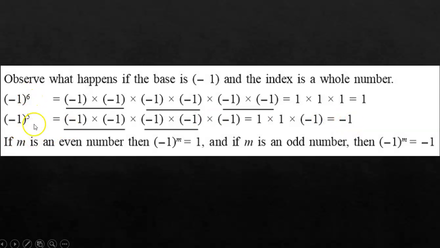So now what is my conclusion on the basis of this? If m is an even number, 6 is an even number, then negative 1 raised to that number gives me positive 1. And if m is odd number, see this 5 is odd number, then negative 1 raised to that number gives me a negative 1.